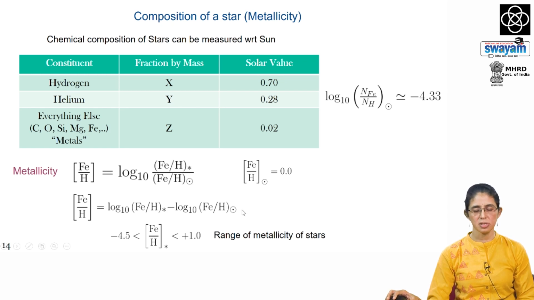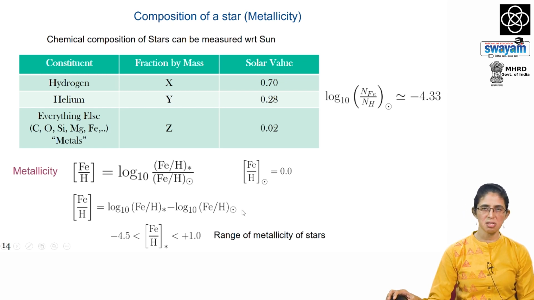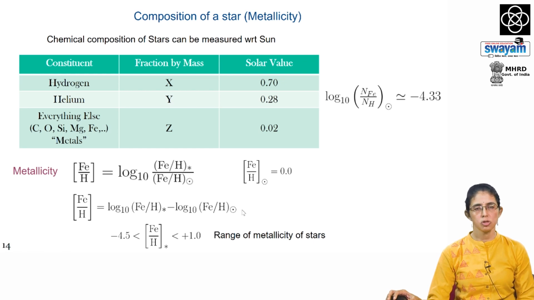And in case of stars, it has been found that metallicity lies in the range minus 4.5 to 1.0. The stars which have higher metallicity than the sun are positive, and these are also known as metal rich stars. On the other hand, the stars whose metallicity is lower than that of sun, that is less than 0 or negative, these are known as metal poor stars.